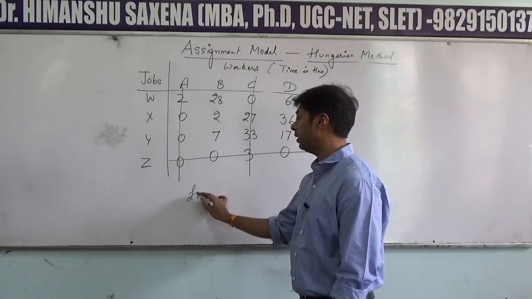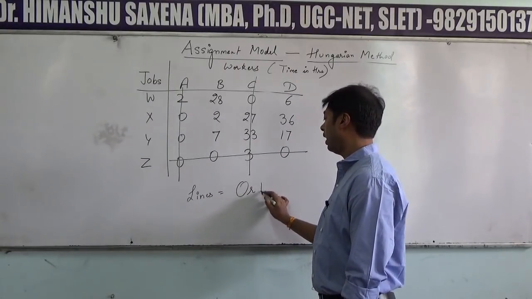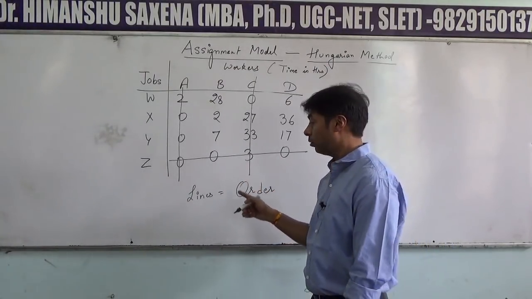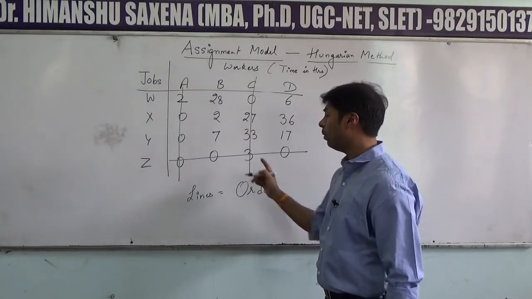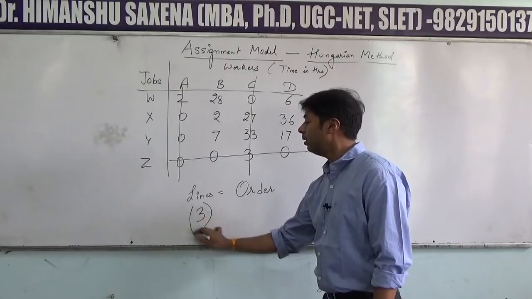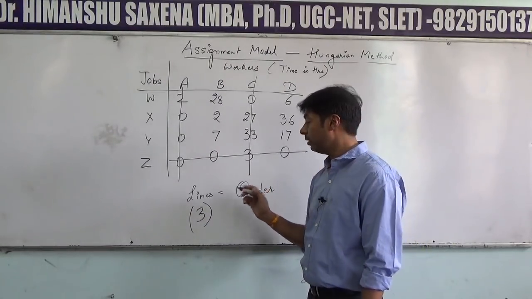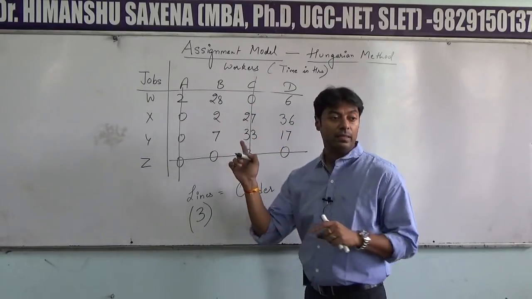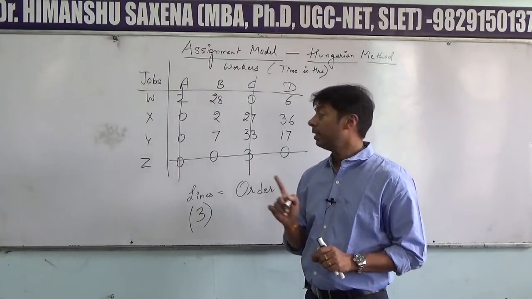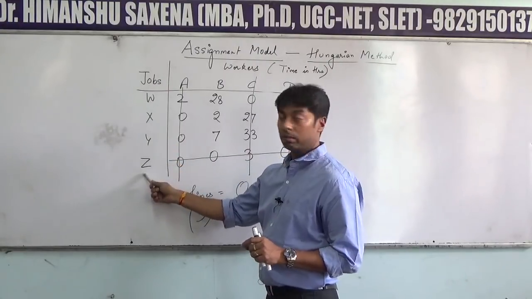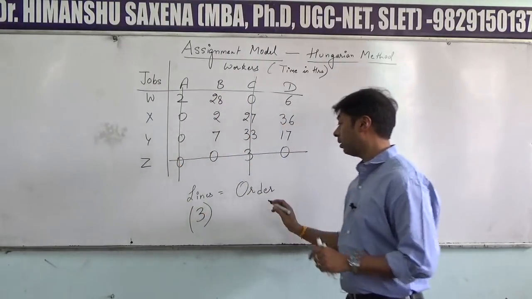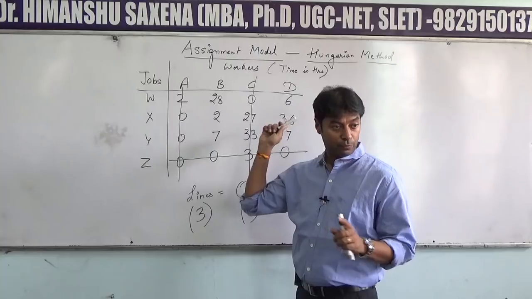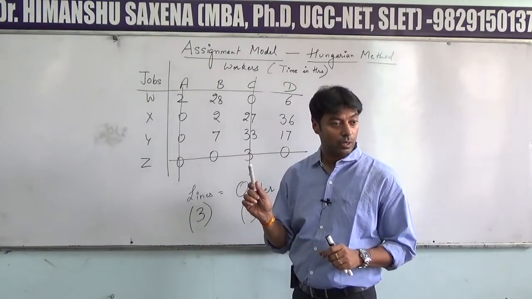So you have to check this condition, that whether the lines you have drawn are equal to the order or not. Right? Now the number of lines that are drawn over here are 3. While the order, the word order represents the number of rows and columns present in the table. We have 4 rows and 4 columns. So the order over here is equal to 4. Since the number of rows and columns are 4, therefore the order will be equal to 4.